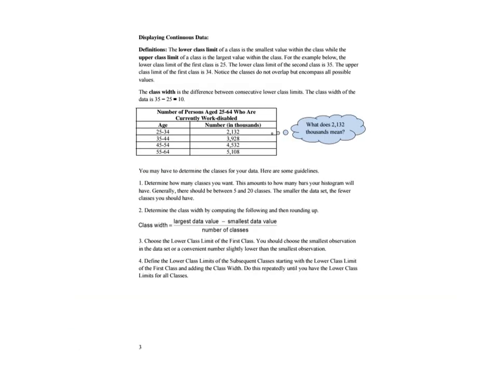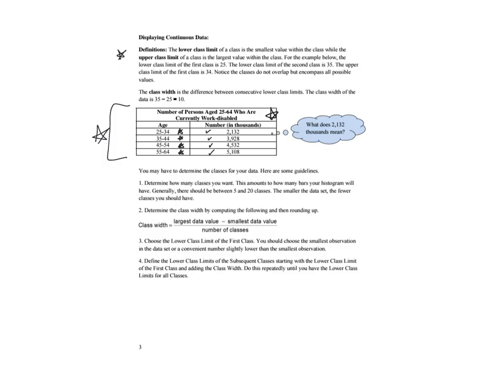Okay, now we're going to turn our attention a little bit to continuous data. But before we read those definitions, let's just, to make better sense of it, think about my example down here. What I have here is number of persons aged 25 to 64 who are currently work disabled. And so think about this data table and what it tells me. I've got ages split up between 25 to 34, and then I have 35 to 44, next group 45 to 54, next group 55 to 64, right? And then of course I have the number in thousands of each of those groups.